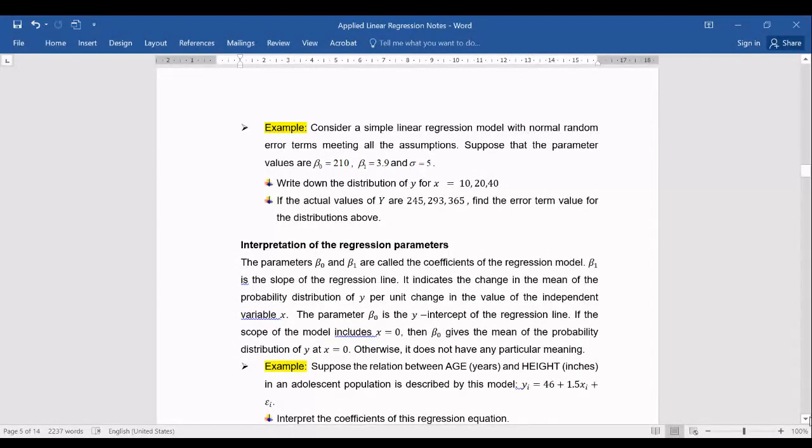Again, this example is not there in the study guide. So if you want this, I'm recording the session, so you can get it in the recording. Let me project the whiteboard so that I can write.